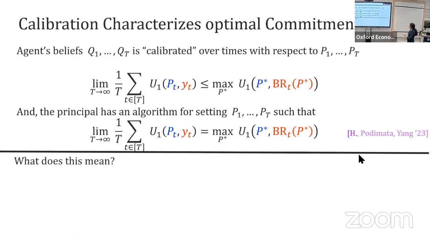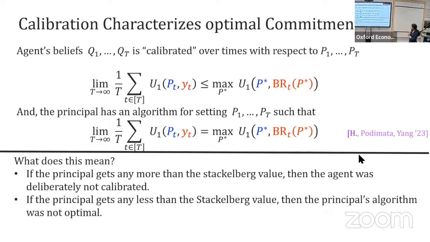But let's get to what it really means: if you do not match the optimal commitment, it's either because the agent was deliberately not calibrated, which I take as a lack of rationality or lack of strength, at least in terms of statistical analysis, or it's because the principal wasn't sophisticated enough. It's one of these two. And it goes either above or below based on which one is overtaking.